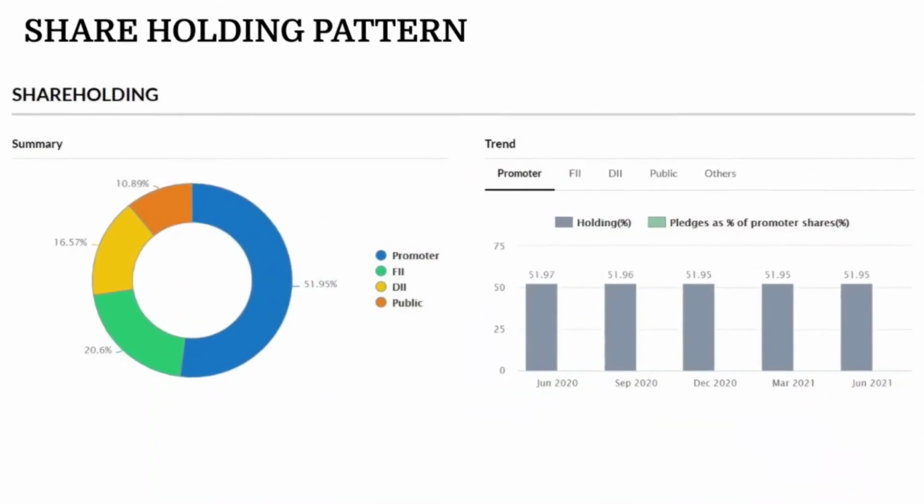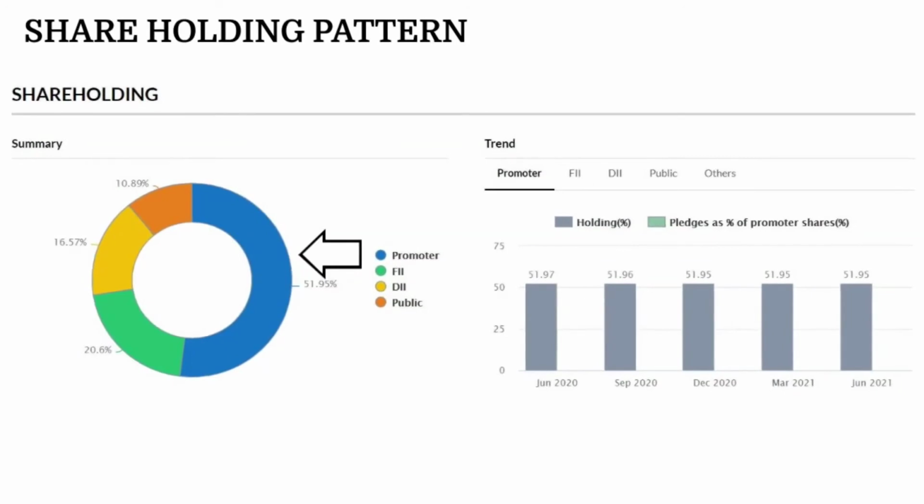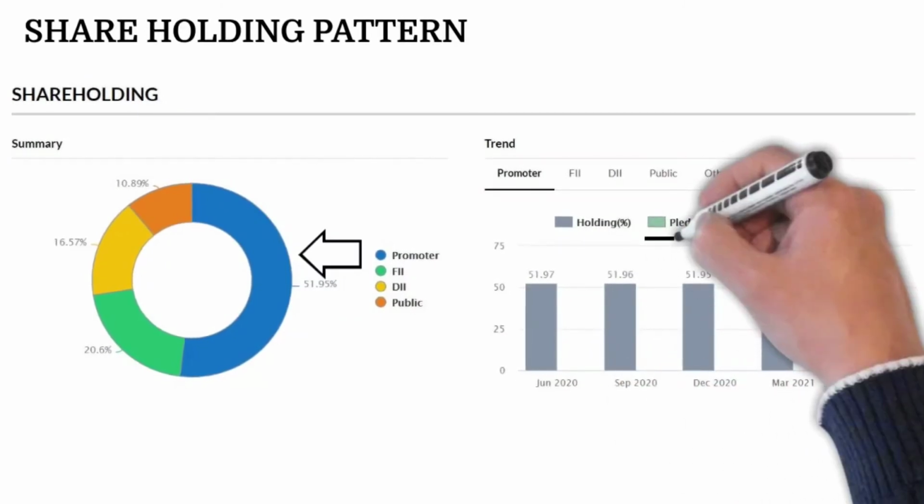Okay, so looking at the shareholding pattern, promoters hold 51.95%, good. Foreign investors 20%, domestic investors are around 16%, which is good. Public is around 10%. It will grow in the future. But the most important thing here again is pledges, which is marked in the green color, which is nothing, which is no pledge from shareholders, which is great.